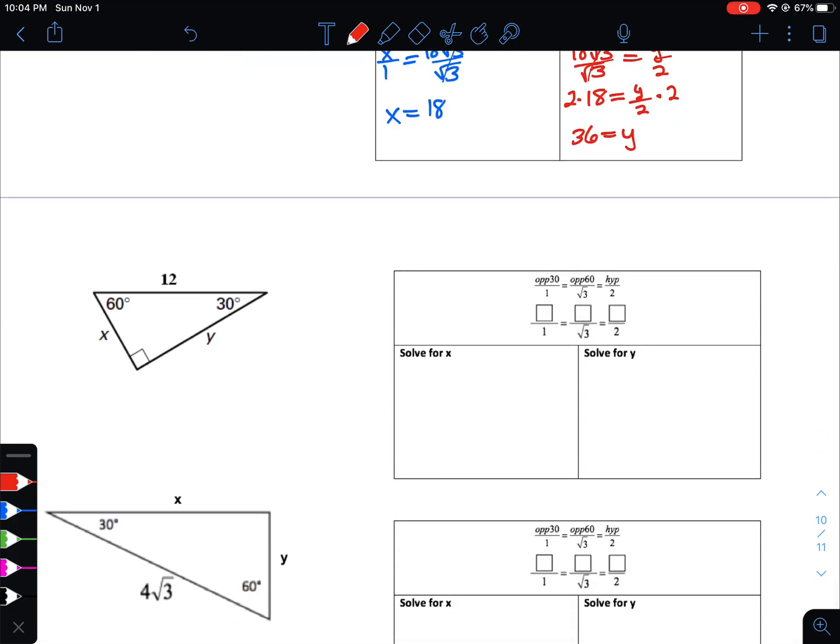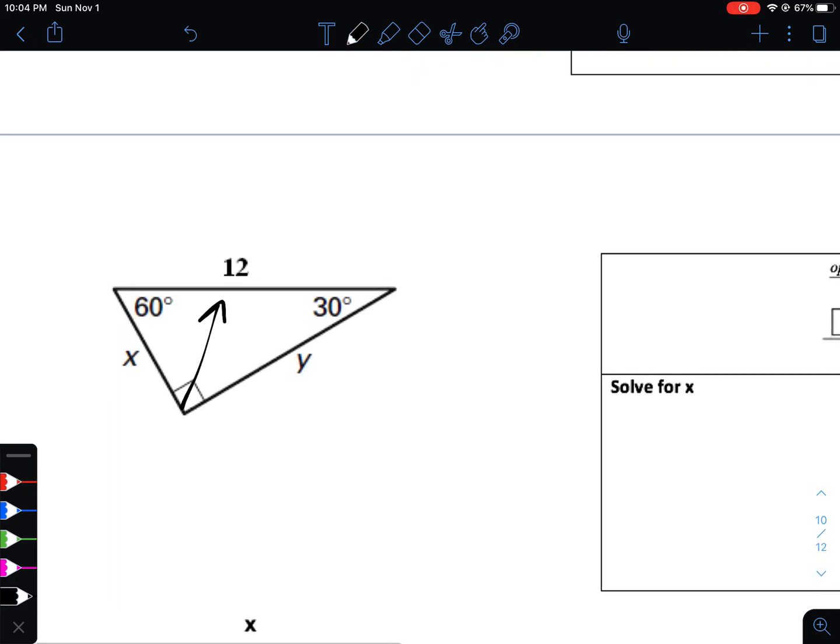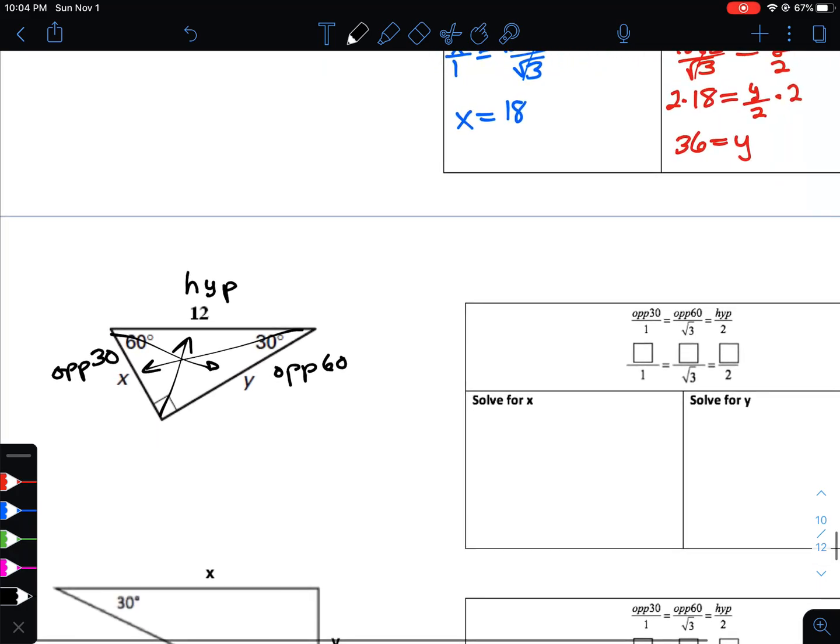All right. So let's take a look at some examples where we're given the hypotenuse to see how this is going to be just a little bit different. So in this next example, notice that we are given our hypotenuse, which is 12, and then we're going to look for our other two sides, so the one that's opposite 30 and the one that's opposite 60. So if we get all of those plugged into our proportion, opposite 30 is x, opposite 60 is y, and hypotenuse is 12.